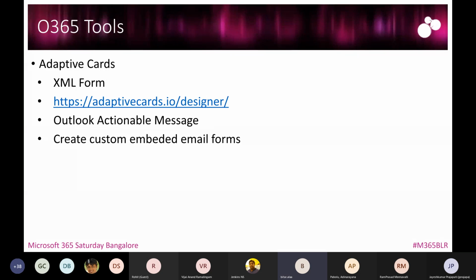What we really want to focus on a little bit now is something called an Outlook actionable message. Basically, it is an adaptive card that you can send through email, and the Outlook client can interpret the content of this adaptive card and display a form. So using adaptive cards, we are able to create custom email-embedded forms.